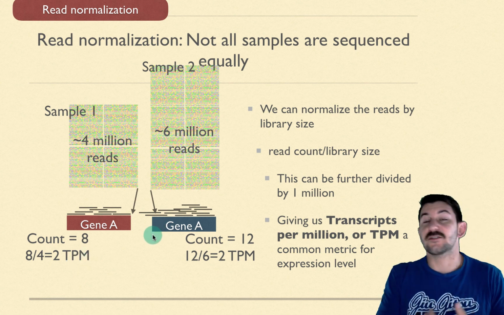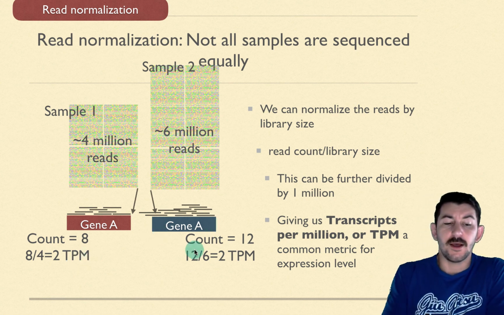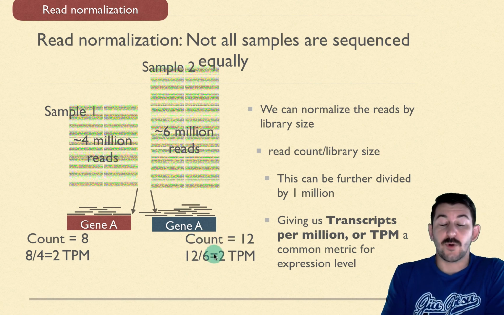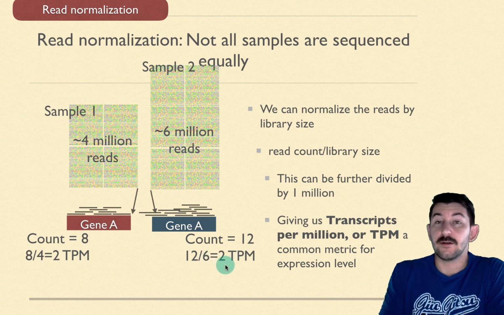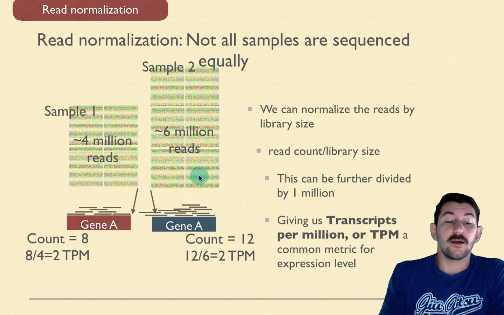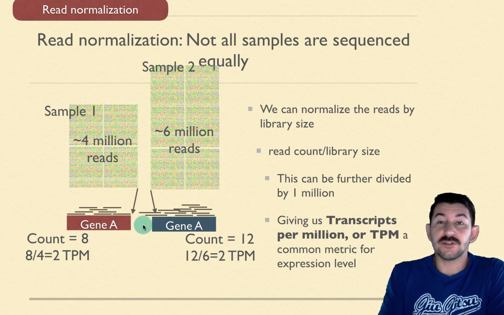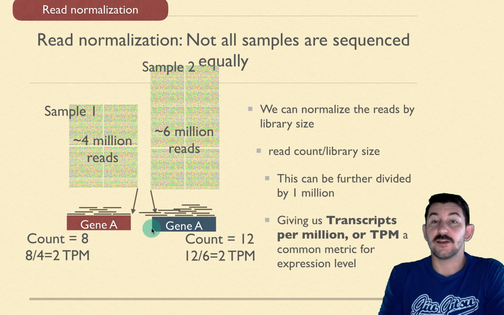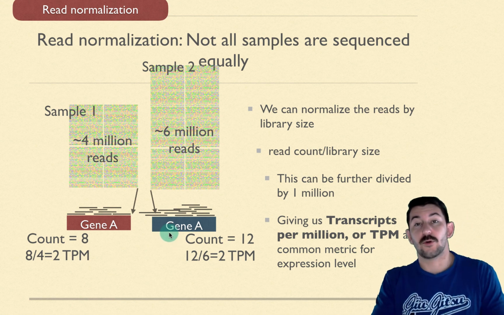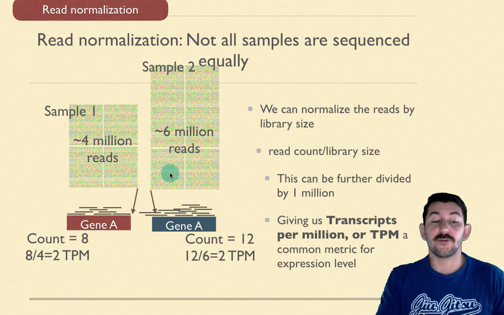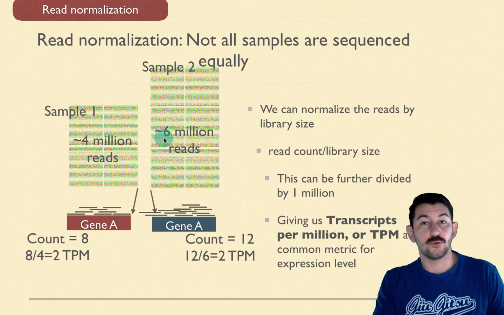So you can think about this as a concentration. In sample 2, there were 12 reads, and there were 6 million reads sequenced. And so there were 2 transcripts, or reads, per million in your pool. In other words, there's no difference in the expression level between these 2 samples when you account for the difference in sequencing that happened. And this is a very, very important thing to keep in mind, because you're never going to be comparing totally equal-sized pools of reads.